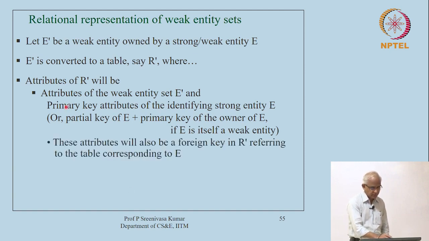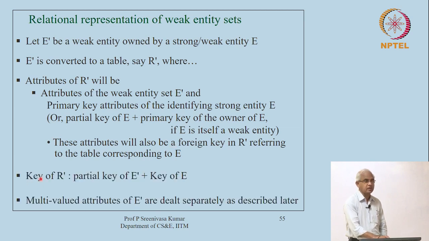Now, these attributes, these means the primary key attributes of the identifying relationship, will in fact also be a foreign key in R prime referring to the table corresponding to the owner entity. The owner entity has been mapped to a table, and so now these primary key attributes of that entity that we have included into the table of R prime will be the foreign key in R prime referring to the table corresponding to E. We will see some examples and then it will become clear.